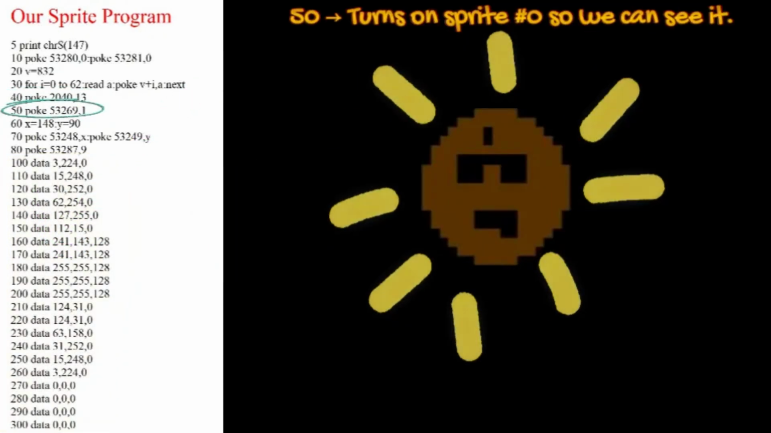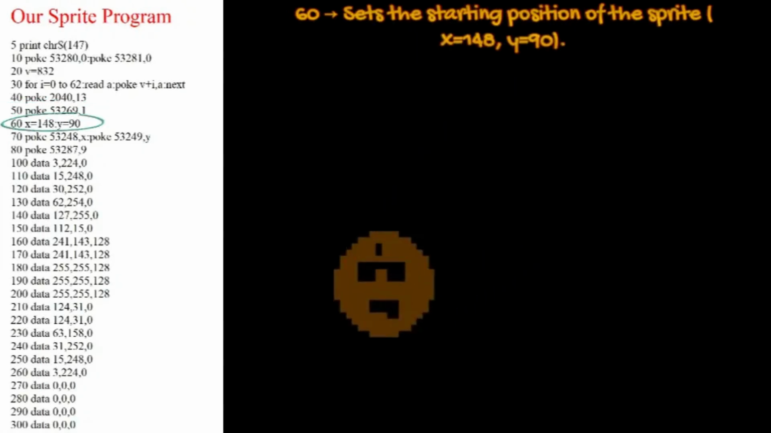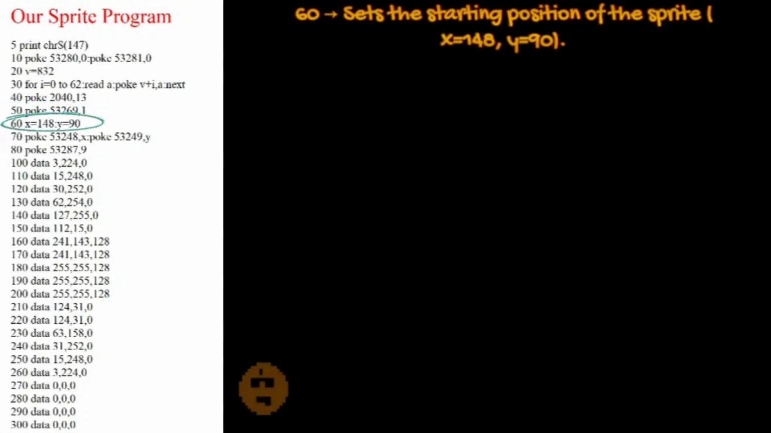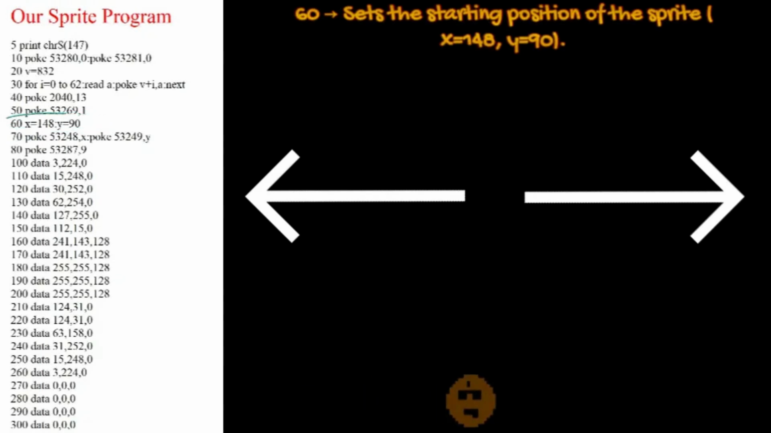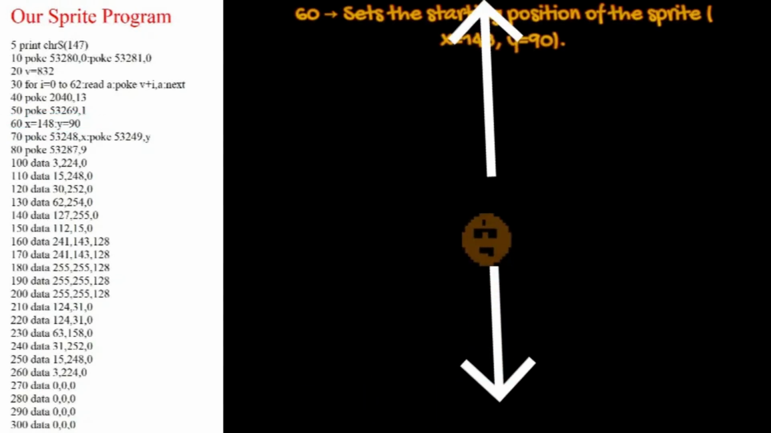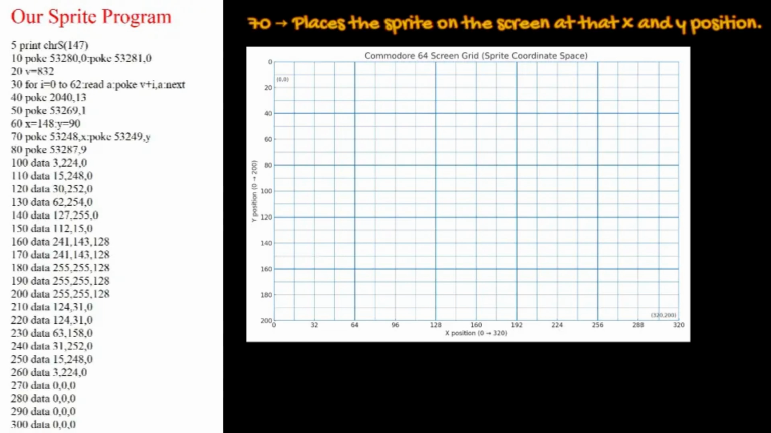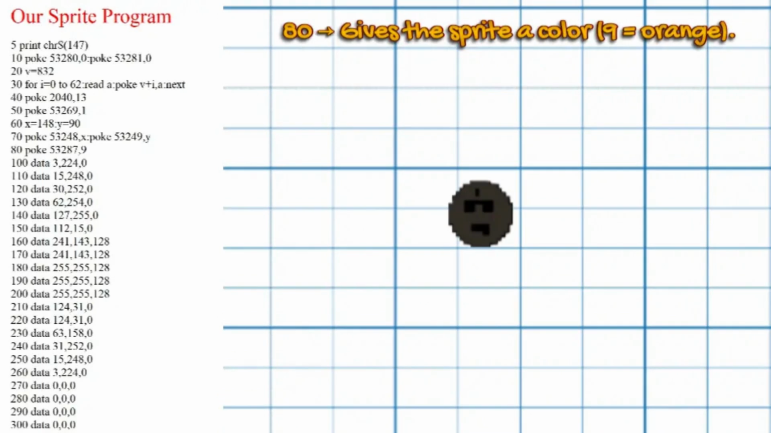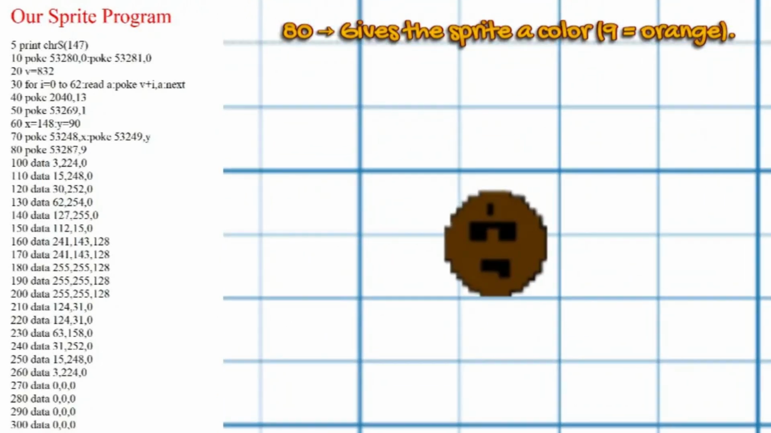50 turns on sprite number 0 so we can see it. 60 sets the starting position of the sprite: X equals 148 and Y equals 90. 70 places the sprite on the screen at that X and Y position. 80 gives the sprite a color, 9, which is orange.